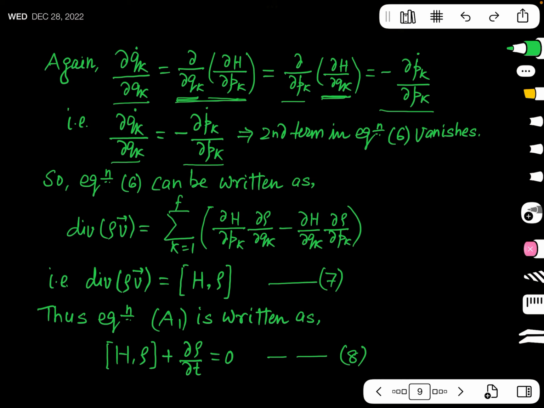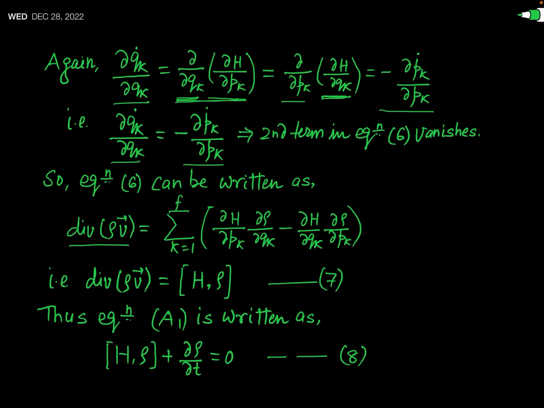And that's why we can say that the second term in the RHS of that equation vanishes. Okay. So taking the second term as 0 and replacing Q̇k and Ṗk from Hamilton's equations, that equation will become: divergence of ρv equals summation over k from 1 to f of ∂H/∂Pk ∂ρ/∂Qk minus ∂H/∂Qk ∂ρ/∂Pk. Okay.